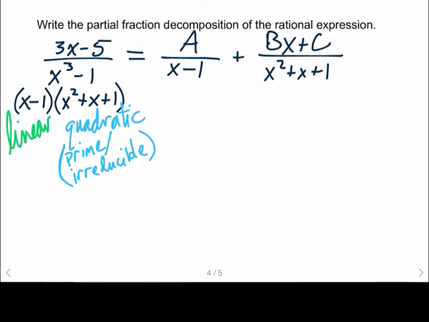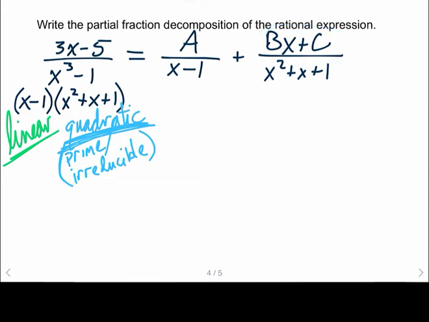So, linear factors get constant numerators, just a single letter, a in this case. Quadratic factors that can't be reduced or factored any further end up with linear numerators, and so will look like bx plus c.